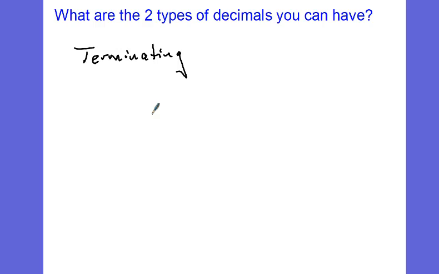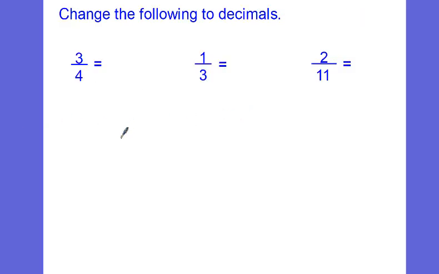Terminating decimals. Well, there's another type that we need to understand as well called repeating decimals. We've talked about all that before, so it's not anything new to you. A repeating decimal means either a digit or a series of digits will repeat. So let's take a look at some decimals then. One of these is a terminating decimal, and two of them are repeating decimals.